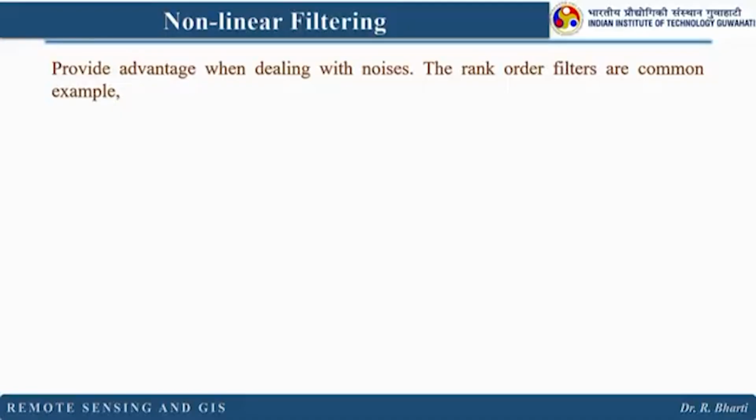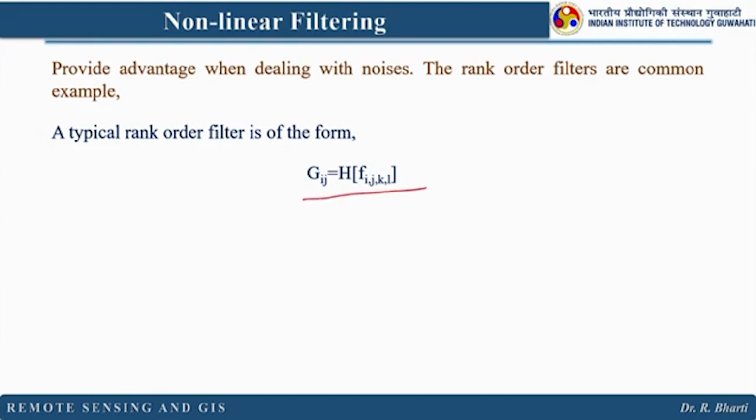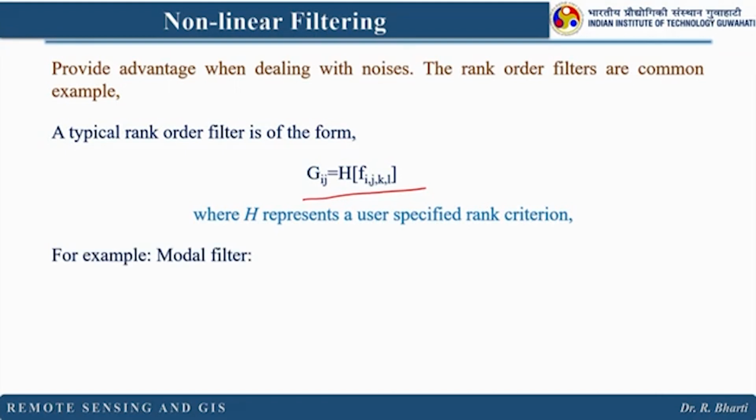Non-linear filtering. So in non-linear filtering, what happens? It provides an advantage when dealing with noise. The rank order filters are a common example. So on some basis we are doing the ranking, right. A typical rank order filter is of this form, where H represents a user specified rank criterion, for example the modal filter.